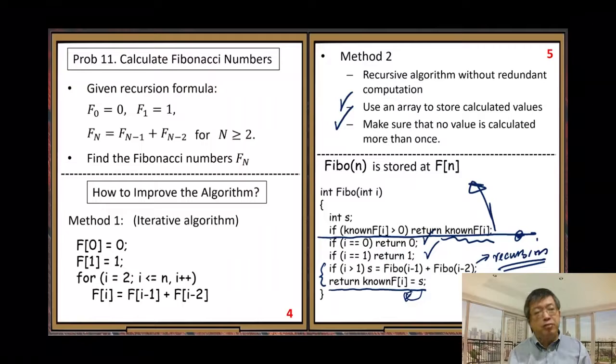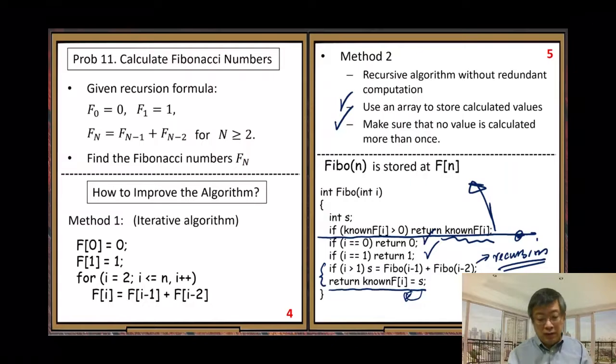This method is pretty smart. In this way, we ensure no Fibonacci number is calculated more than once. It is true we need to do a little more work than method 1. But still, the idea of this method is valuable.